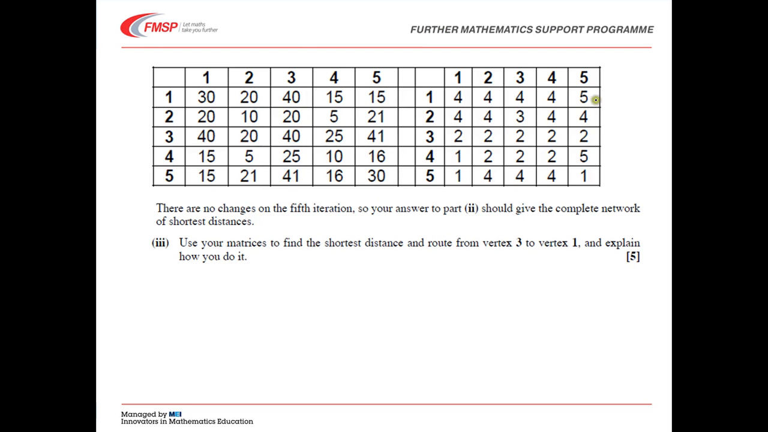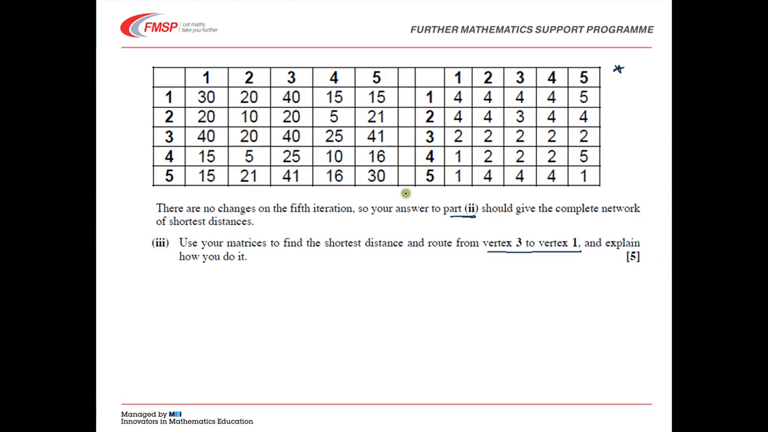And if I flip over, you'll see that it's set out neatly there, and the reason it's set out neatly there is because there are no changes on the 5th iteration, and we are told that. So we're asked to use our answer to part 2 to find the shortest distance and the route from vertex 3 to vertex 1. Now, if you'd made mistakes in the previous part and your answers weren't correct, as long as you use your own table correctly, you could get the full 5 marks for this part of the question. You would not be penalised again.